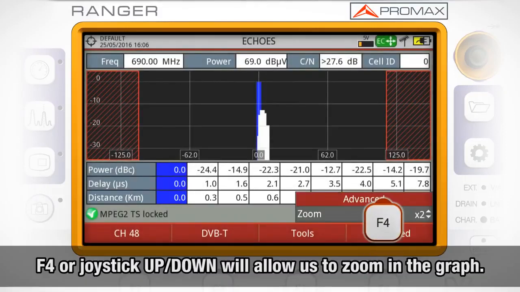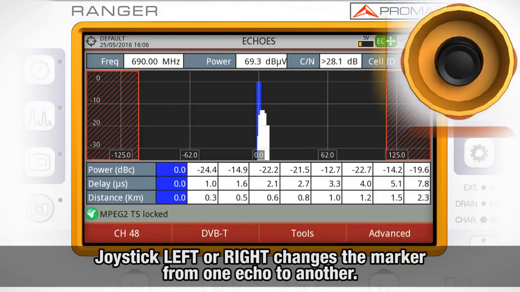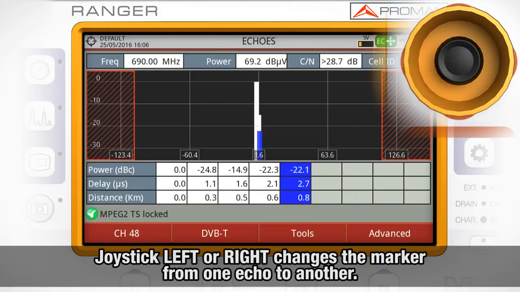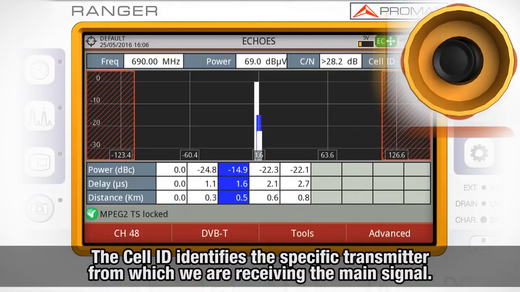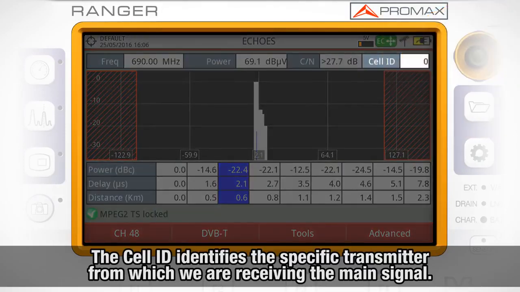F4 will allow us to zoom in the graph. Same thing can be done by pressing the joystick up and down. Pressing the joystick left or right will change the marker from one echo to the next to the left or right respectively. On the top right corner of the screen we can see the cell ID, which identifies the specific transmitter from which we are receiving the main signal.